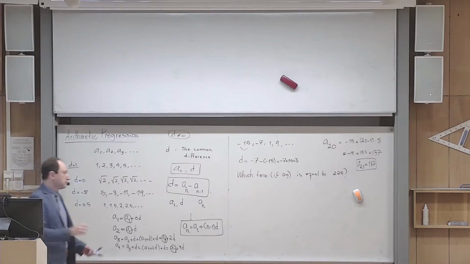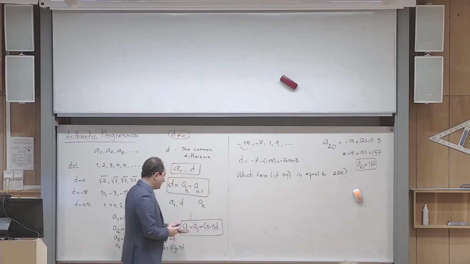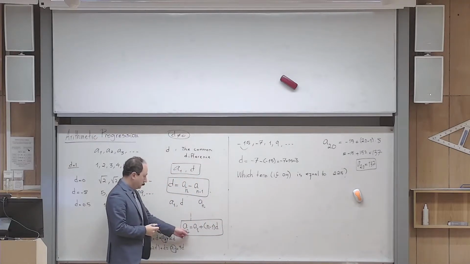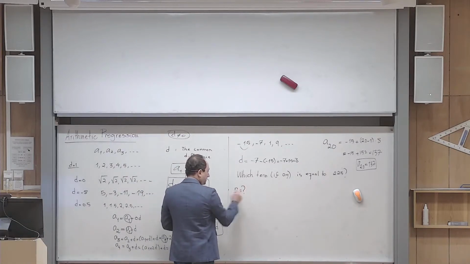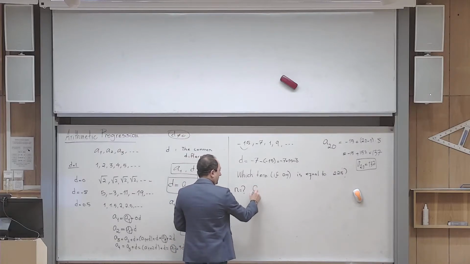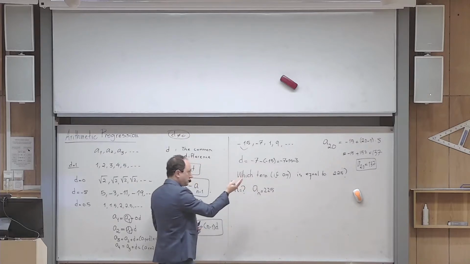Okay, so how should I answer this question? Which term means the number of the term is relevant for me. It means that I am asking you about this index. So this means: which term an is 225? So that's a different question.